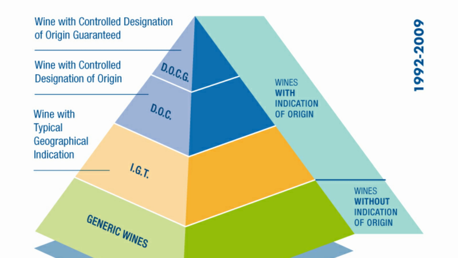This is the pyramid of the Italian wines. As you can see, they're divided into three grades. The top grade is DOCG, controlled and guaranteed designation of origin. Number 2 is the DOC, controlled designation of origin. Number 3 is the IGT, typical geographical indication.